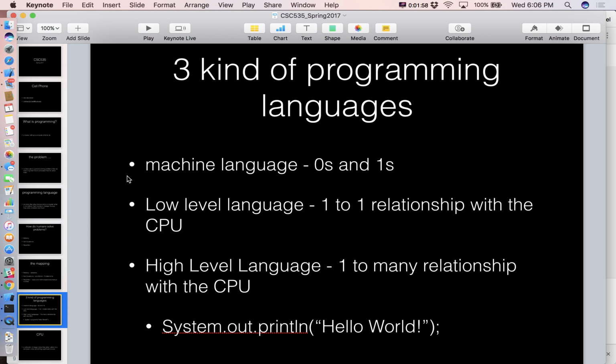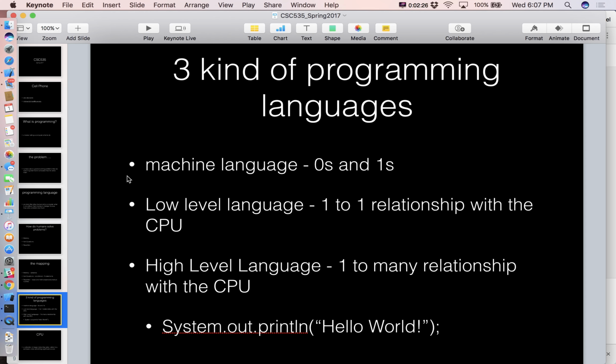So we say a low-level language has a one-to-one relationship with the CPU, and a high-level language has a one-to-many relationship with the CPU. So when we say that a low-level language has a one-to-one relationship with the CPU, what does that mean? We talked a little bit last time, well, actually quite a bit last time, about the nature of the CPU, right? So the CPU has a whole bunch of magic tricks, right? We looked at a hello world program written in Linux assembly.